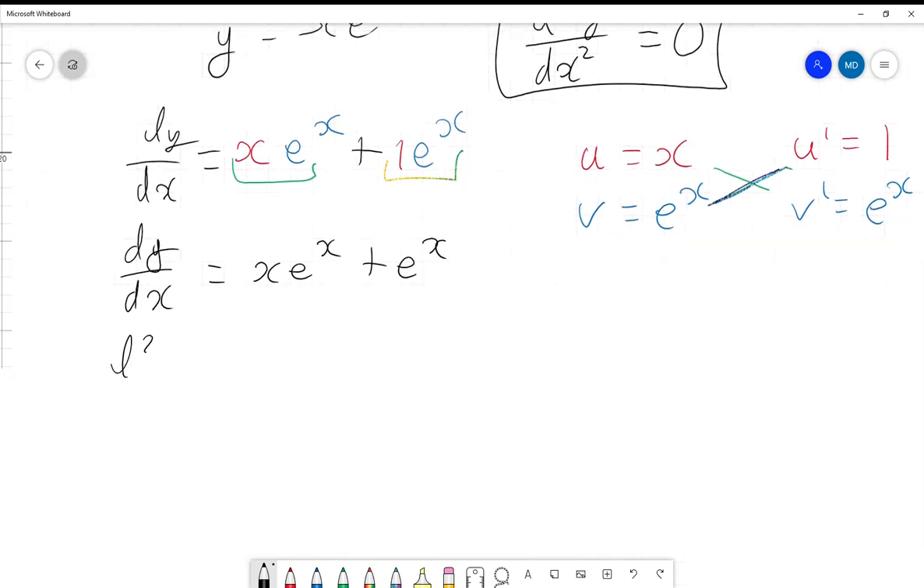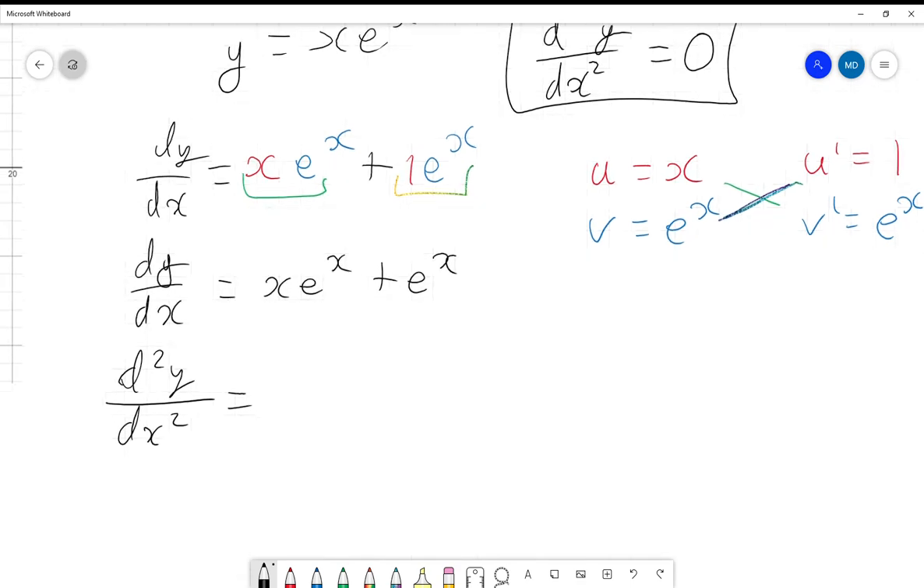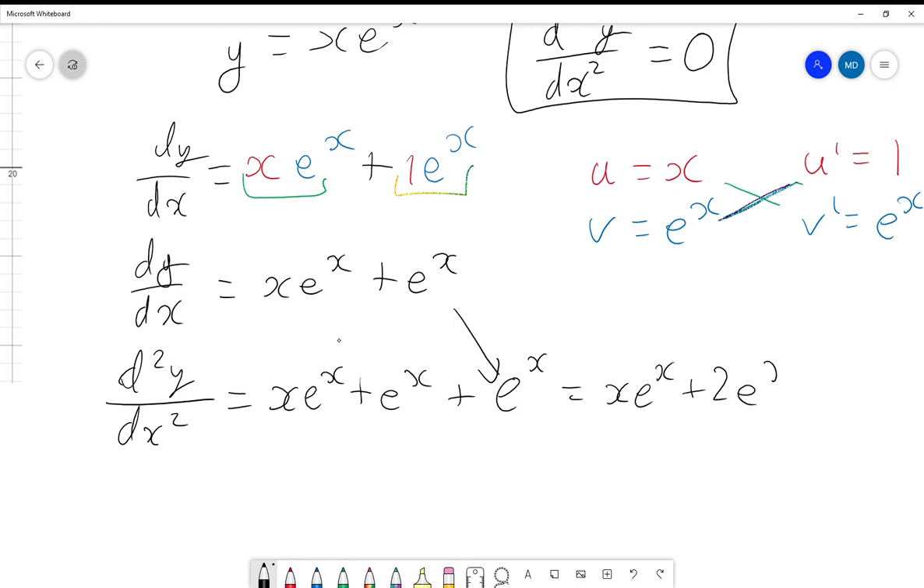So we get d2y by dx squared. And that's going to give us, well, we actually don't need to differentiate this part again. E to the x obviously differentiates to e to the x. And x e to the x we've just done, we know that differentiates to x e to the x plus e to the x. And then that simplifies to x e to the x plus 2 e to the x. And for inflection points, we need that equal to 0.